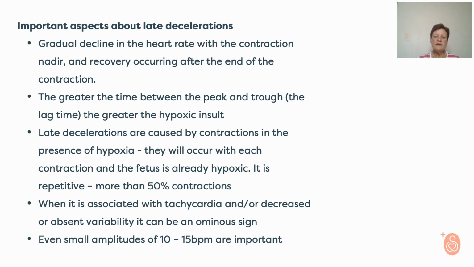Now, when we looked at the definition of decelerations in general, we said that a deceleration is a decrease in the fetal heart rate of more than 15 beats per minute. Even smaller amplitudes of less than 15 beats per minute, in the case of 10 or even 5 beats per minute, but where they recurrently happen, are very important. So it might be an early sign of late decelerations, so we should very carefully monitor them all.